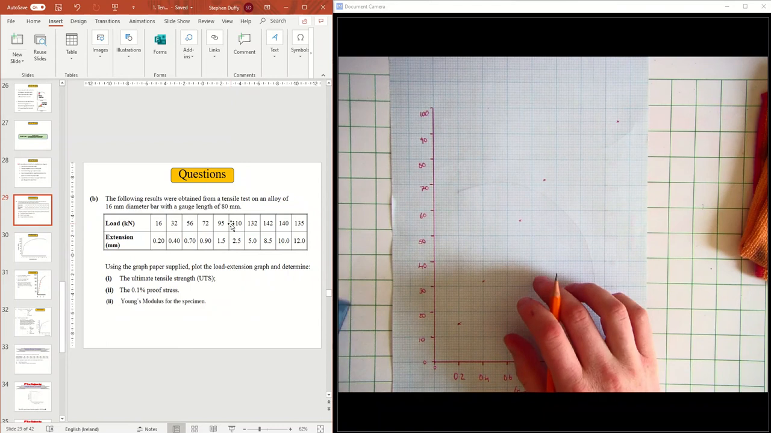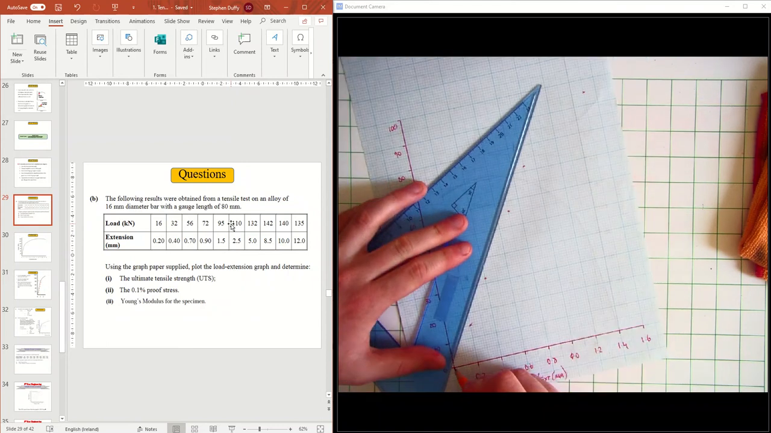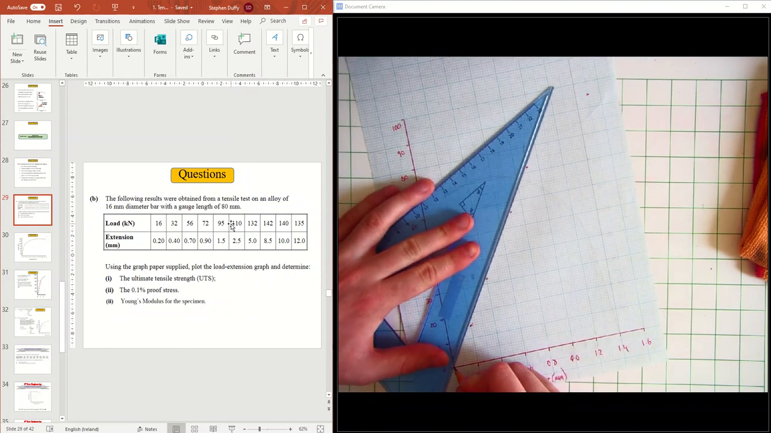Now I know the straight line section of my graph, so the first 4 points should line up perfectly, and they do, because that's going to be my straight line section of the graph. That's the elastic region.